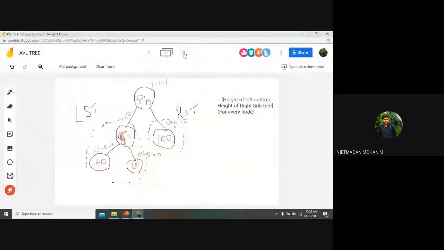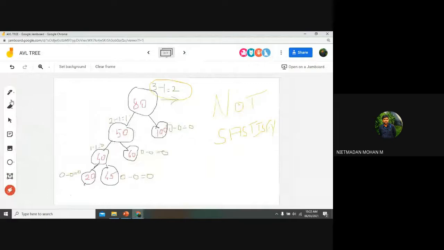Now coming to the second one. So now you can see here, this is the binary tree I have got for the particular data. Here I am checking for this 45, 0 minus 0, that will be 0, so this is satisfied. And 40, 1 minus 1, so it will be satisfied. For 60, this is a leaf node, so 0 minus 0 is 0. And this is also a leaf node, 0 minus 0 is equal to 0.